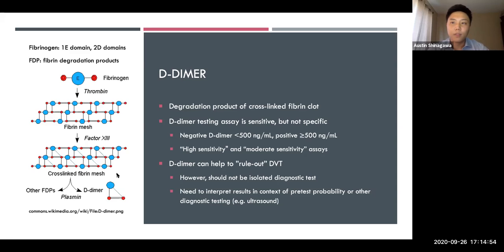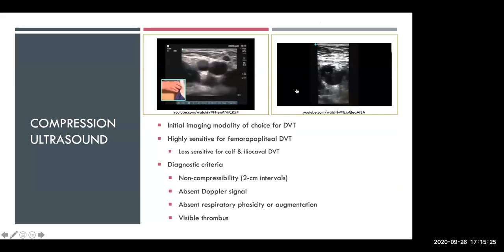And you can see here on the left exactly what D-dimer is. Plasmin breaks down the fibrin mesh into D-dimer and other fibrin degradation products. D-dimer less than 500 is typically considered negative, whereas positive is over 500. And then there are also high sensitivity and low or moderate sensitivity assays, which we'll talk about when we discuss the diagnostic tree. Just a quick aside about D-dimer.